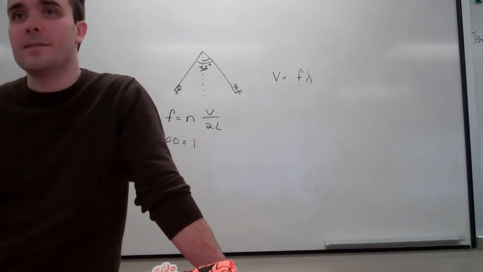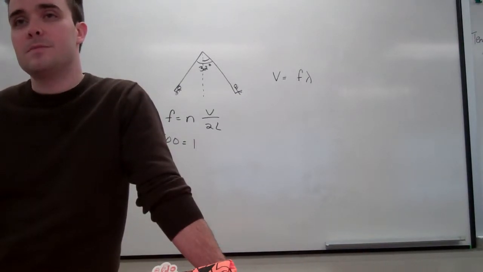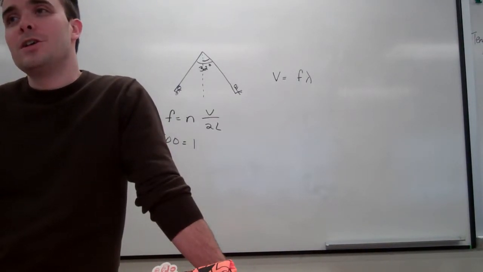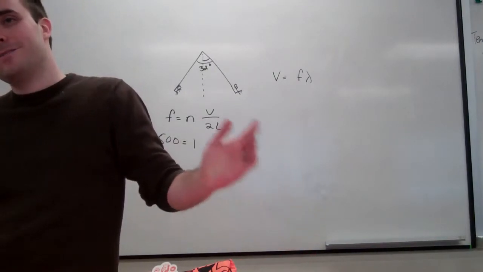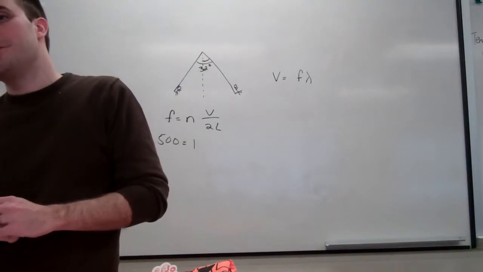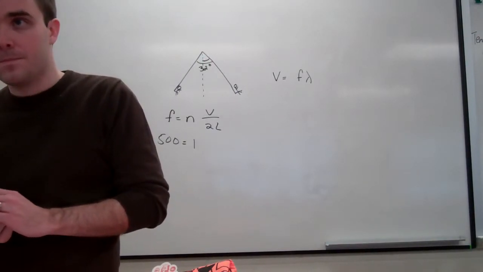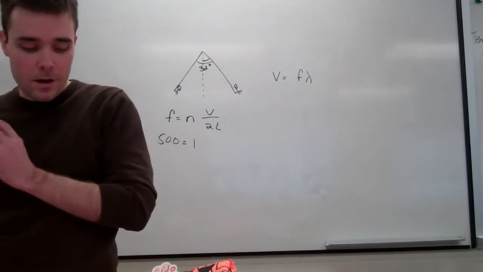Yeah, so it's going to be 10 to the whatever. It goes up 40, so it's 10 to the 4th times bigger. Does that make sense? For every 10 it goes up, it's another factor of 10.